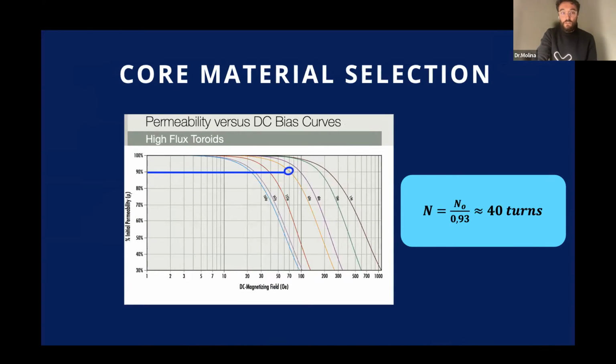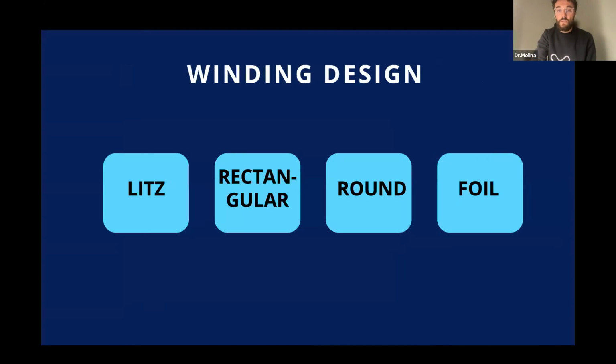And for doing that, you have to go to the permeability versus DC bias and then find the material that you are working with. In this case, it is high flux toroids with material of 60 microhenries of permeability. And you realize that, finding the value, in this case it is 90%, and with this, well, 93%. And then with this value, you have to calculate the new number of turns. In this case, it is moving to 40 turns.